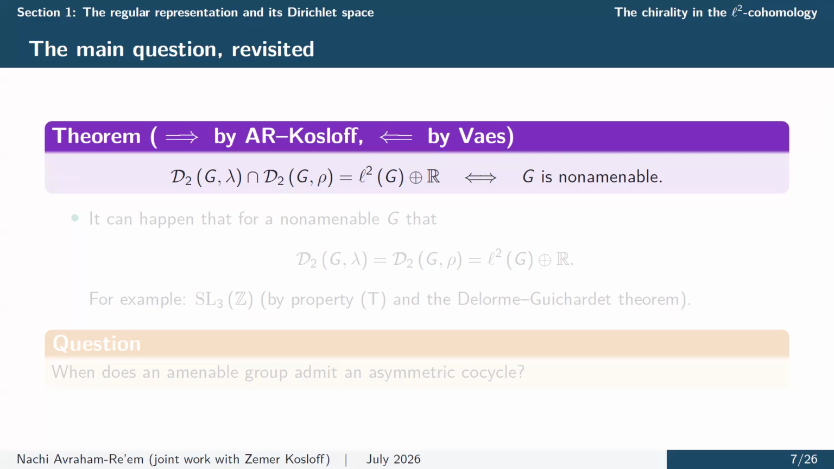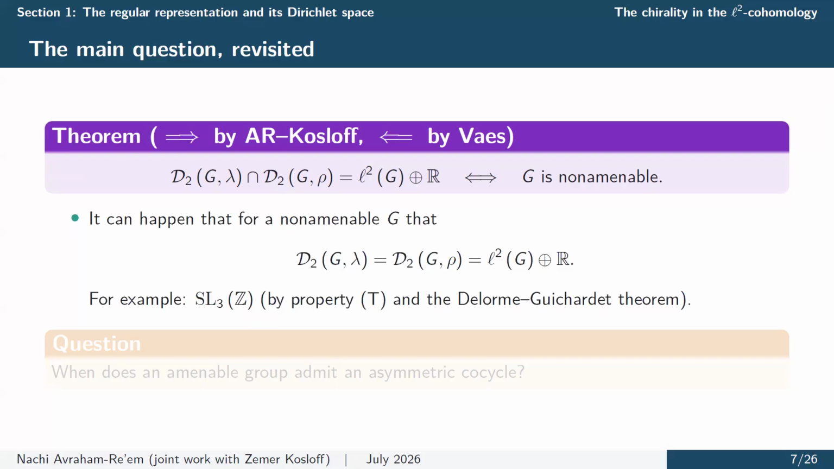And I want to now make a reservation for what I said before. In non-amenable groups, for example, in the free groups, there are many cocycles which are non-trivial. But there can be non-amenable groups which do not have any non-trivial cocycle. This is a result of property T, which says more than that, but specialized to the left regular representation, it just says that every cocycle is trivial.